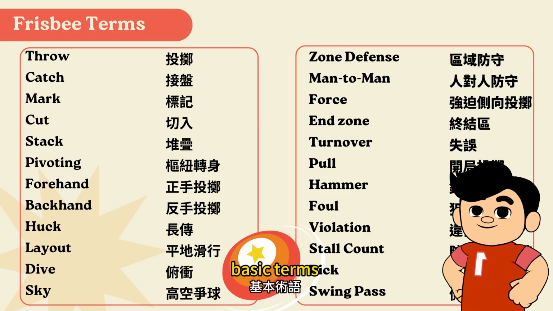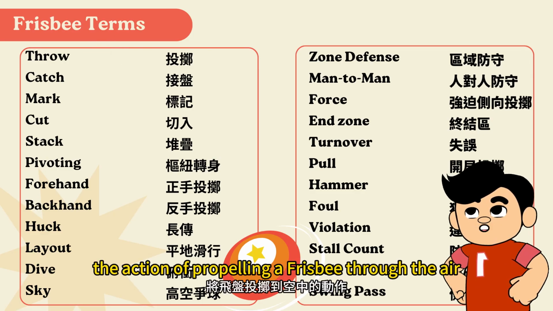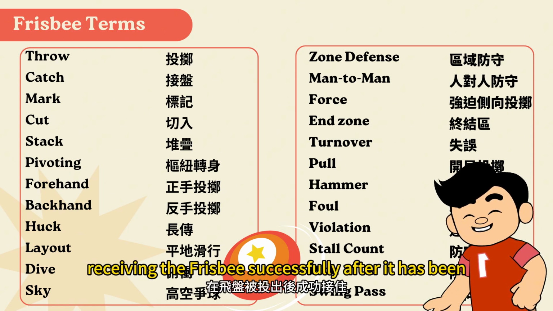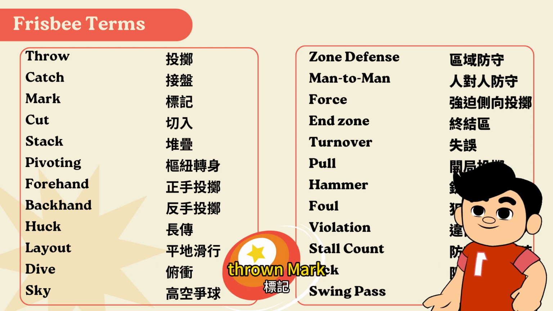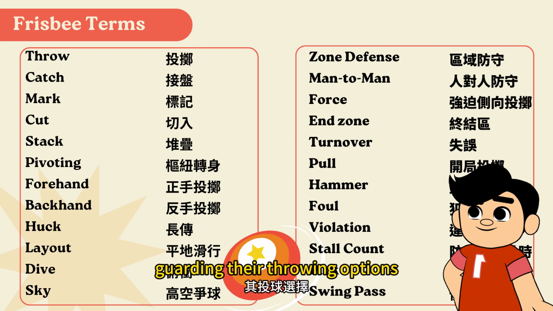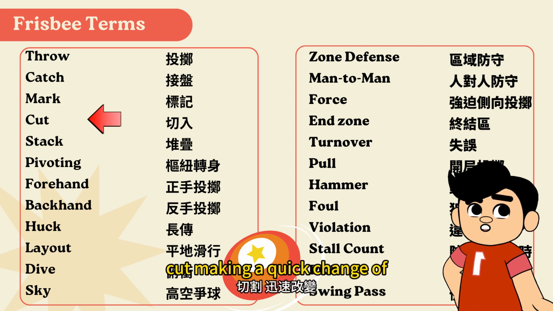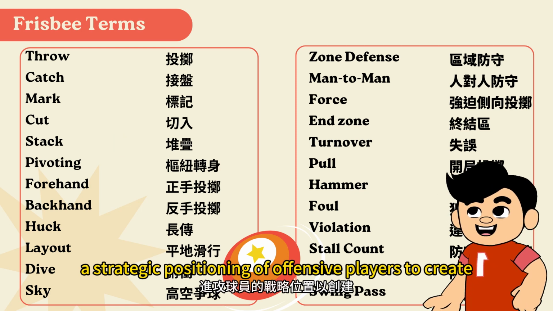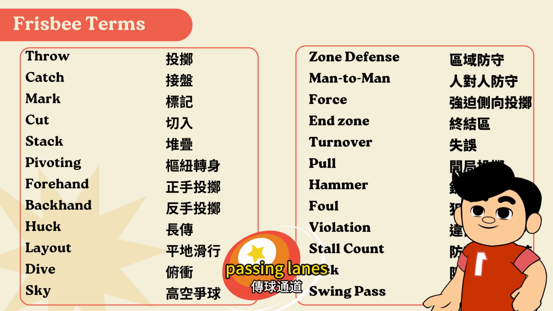Basic terms. Throw: the action of propelling a Frisbee through the air towards a teammate. Catch: receiving the Frisbee successfully after it has been thrown. Mark: defending against the thrower by closely guarding their throwing options. Cut: making a quick change of direction to get open for a pass. Stack: a strategic positioning of offensive players to create passing lanes.